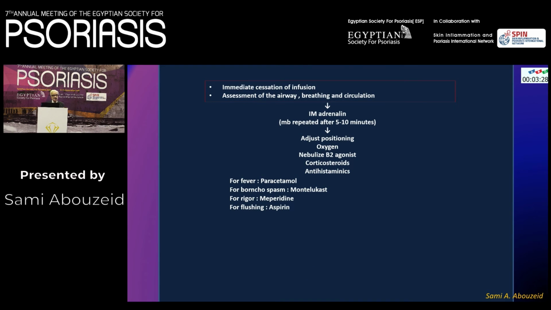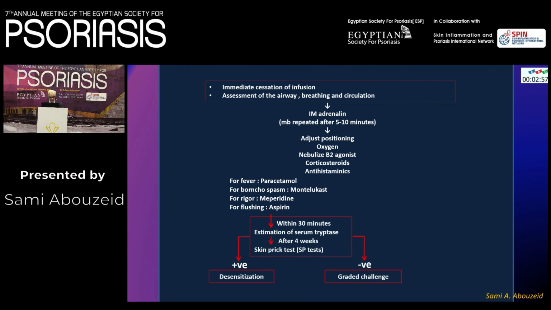The management, of course: immediate cessation of the infusion and assessment of the airway, breathing, and circulation. We give intramuscular adrenaline, which can be repeated. If there is no effect, we take other measures: adjust positioning, give oxygen, nebulized B2 agonist, corticosteroids, antihistaminics, paracetamol, and montelukast, and for rigor meperidine, and for flushing aspirin.